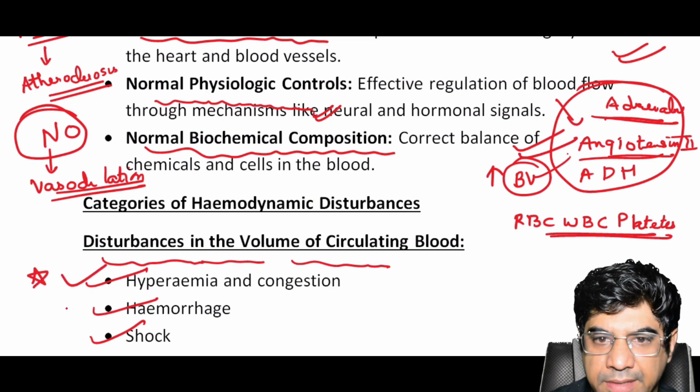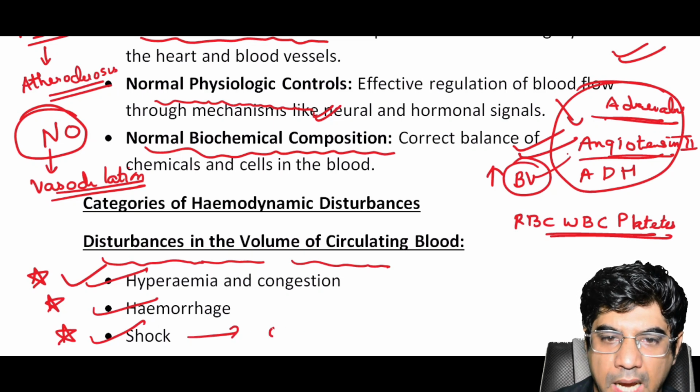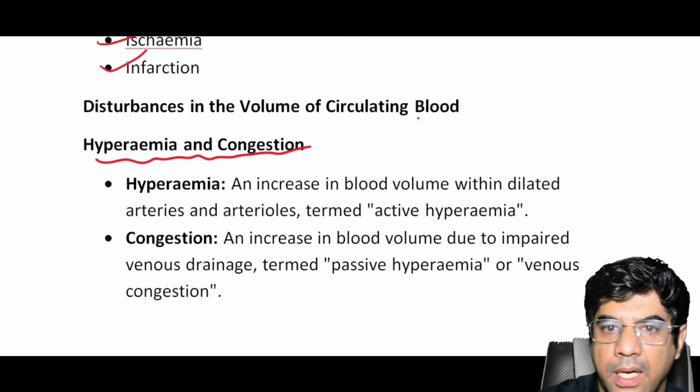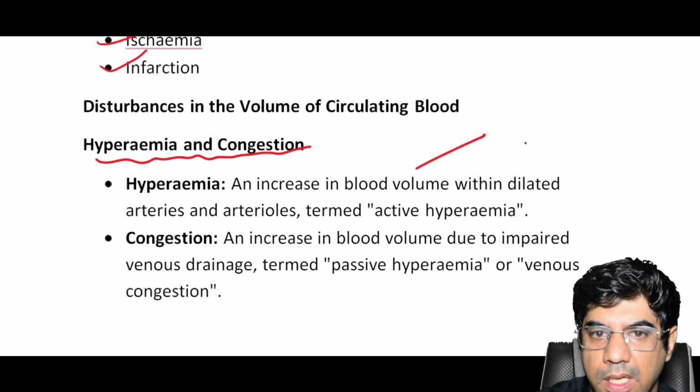The hemorrhage is loss of blood from the circulation due to vessel rupture, and shock is inadequate tissue perfusion and oxygen delivery to the cardiovascular system. Now, hyperemia is increased blood volume within dilated arteries and arterioles.